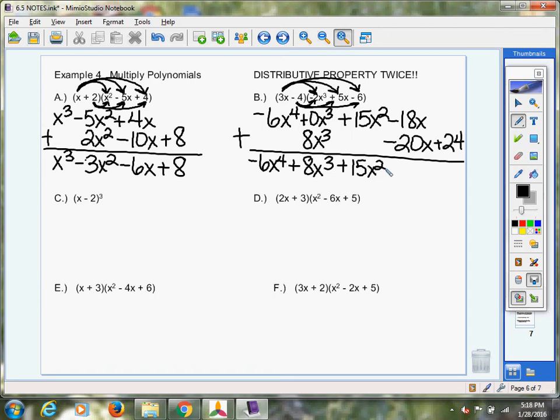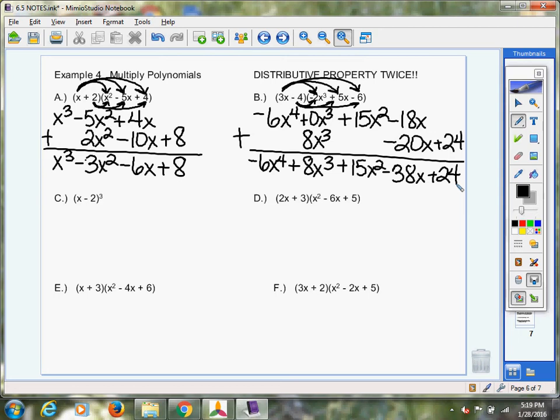Negative 18x plus negative 20x, that's negative 38x, and then drop down to 24. Woo, lots of terms there. That could happen, so you just got to be very organized in how you do this.